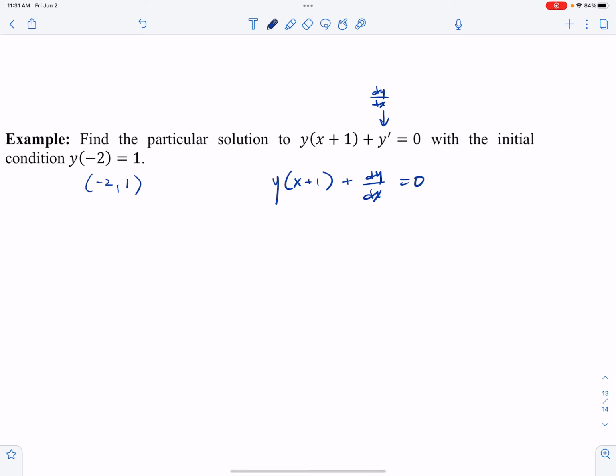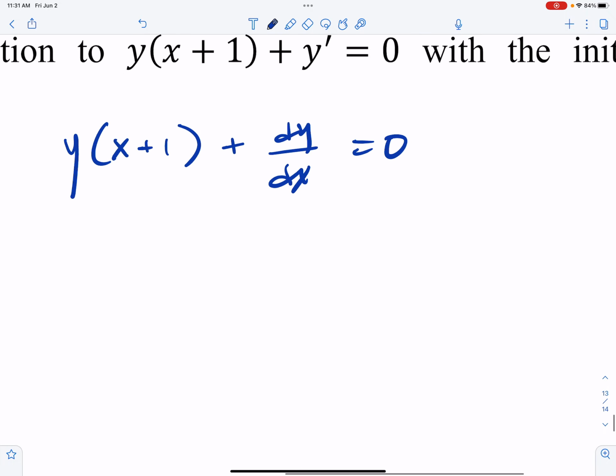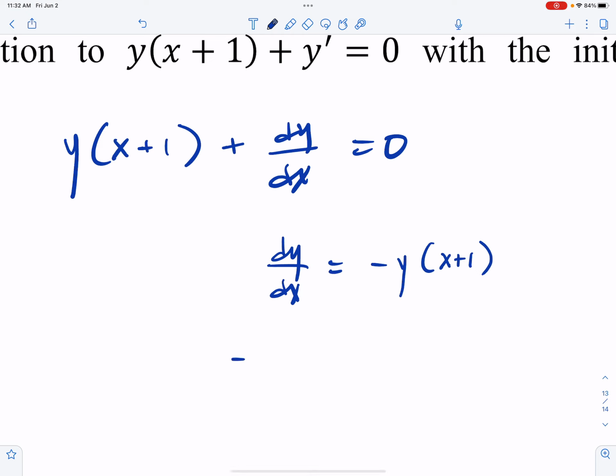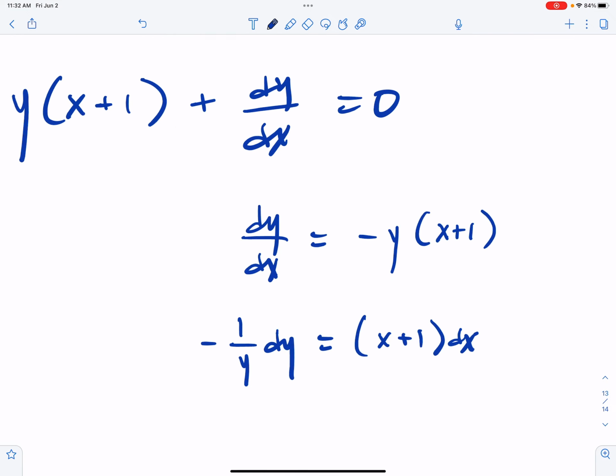And remember, our goal here is going to be to get all of the y's on one side with dy and all the x's on the other side with dx. We're kind of stuck the way that it's written as is. So I'm going to try subtracting y times the quantity x plus 1 from both sides. Okay, and then now I can divide by a negative y and multiply by dx on both sides. So I'd have the quantity x plus 1 dx. And now we have separated the variables.